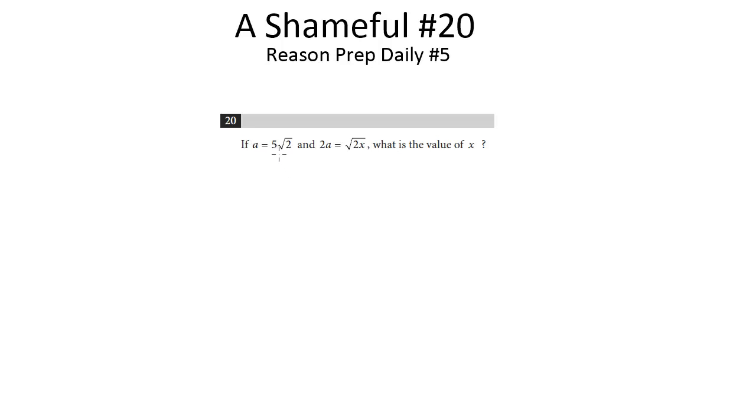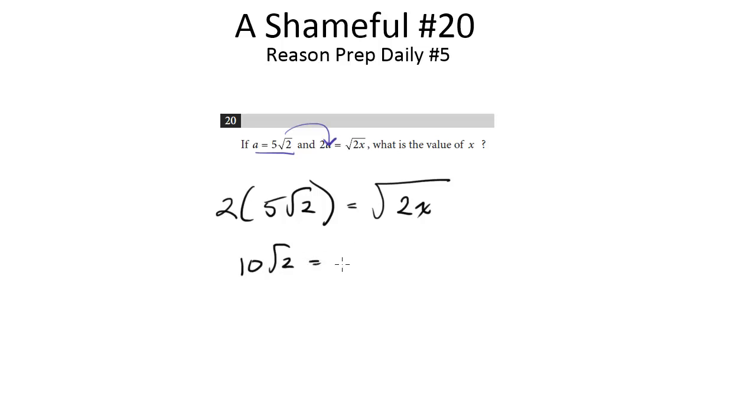If a equals 5 radical 2 and 2a equals radical 2x, what is the value of x? Okay, on first glance this may look confusing, but on the other hand, notice this. We're told that a equals 5 radical 2, and we want to find x, so let's just substitute this in for a, and then solve for x. So we're going to get 2 times 5 radical 2 equals radical 2x. Okay, 10 radical 2 equals radical 2x.